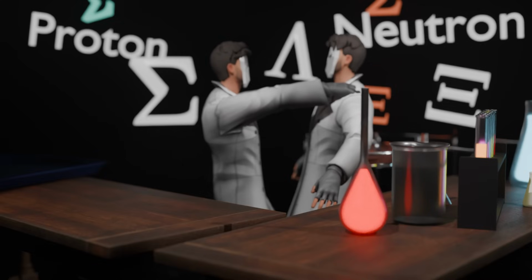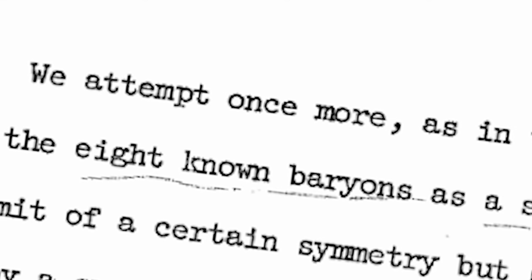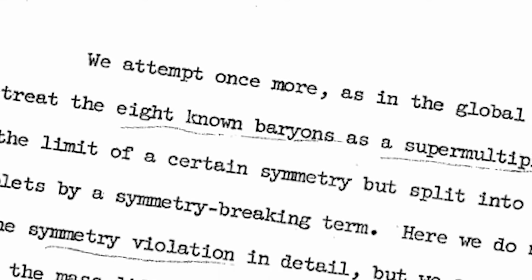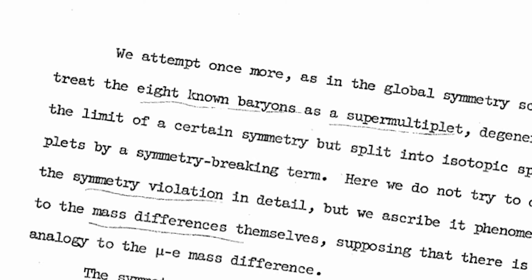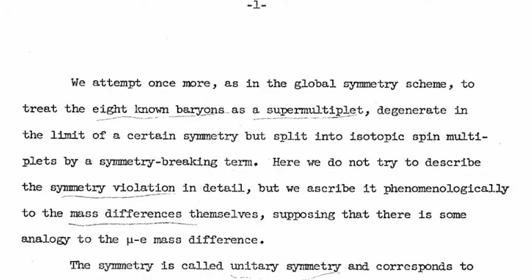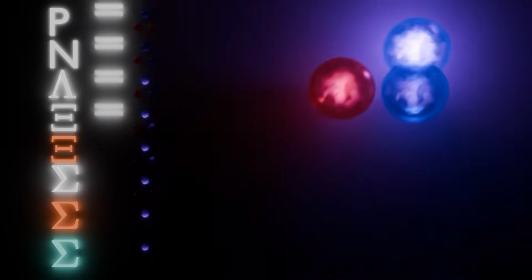Now, from what I've provided you so far, you're probably extremely confused, which makes sense because I haven't explained it all that well, and the reason why is because the sources I'm using say things like, "we attempt once more, as in the global symmetry scheme, to treat the 8 known baryons as a supermultiplet degenerate in the limit of a certain symmetry but split into isotopic spin multiplets by a symmetry breaking term." So yeah, let's just say that this is a tad difficult, but the basic idea is we have these 8 particles, scientists come up with a theory of quarks and a way they can be combined, and it turns out that this theory predicted the particles they would create.